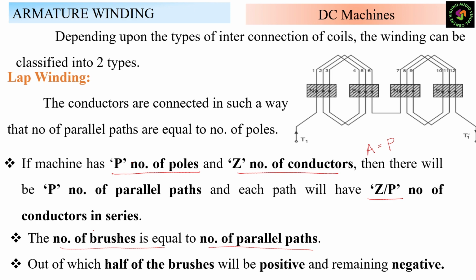If you see clearly, the number of parallel paths is equal to the number of brushes. Parallel paths are equal to poles and parallel paths are equal to brushes, so indirectly the number of brushes is equal to the number of poles. But here we have to observe that generally we will get positive and negative, so half of the brushes will be positive and the remaining brushes will be negative.